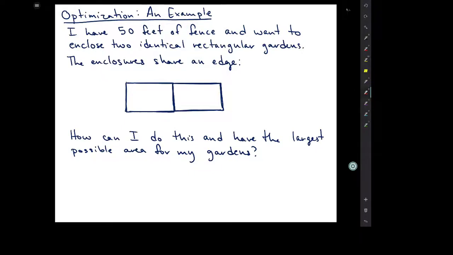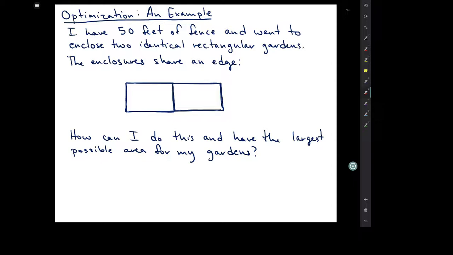Hi, this is Dr. Goldstein, and I'm going to show you an example of a classic optimization problem. Now, it's important to note that optimization problems are a very basic kind of example of how calculus can be applied to real-world problems.